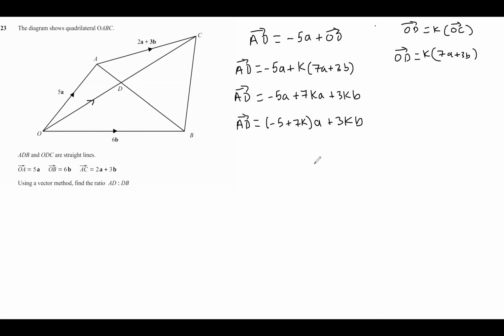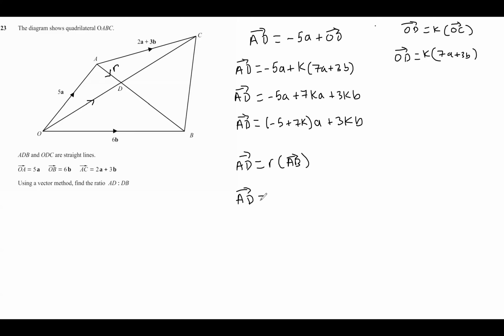Now, if you need to pause the video, by all means do so, just to see what's gone on here. Now, as we said, we want to be able to express AD in a different way. So AD is also some multiple of AB. So we can say AD, and I'm using a different letter here because r and k will have a different value. So AD is some multiple of the vector AB.